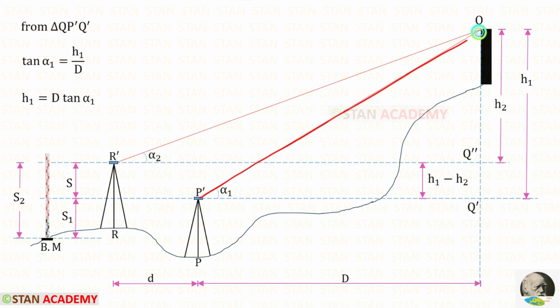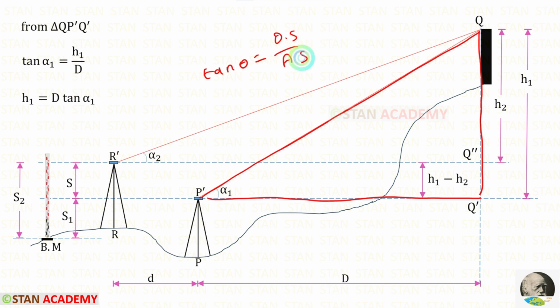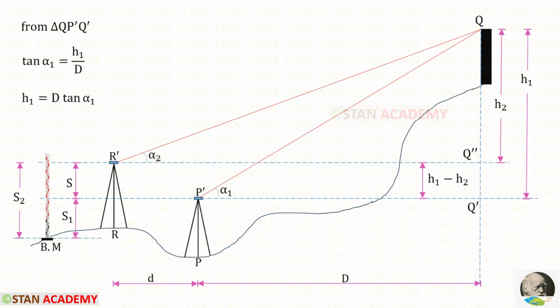Let us take this triangle, and in this triangle, let us apply the tan theta formula. We know that tan theta is equal to opposite side by adjacent side. Here the opposite side is H1, the adjacent side is D. So tan alpha 1 will be equal to H1 upon D. We can take D on the other side, so it will come in the numerator. In this way, for H1, we will get D tan alpha 1.